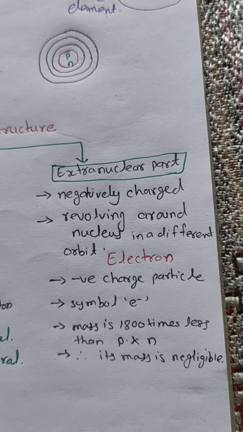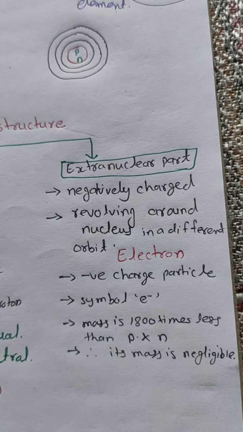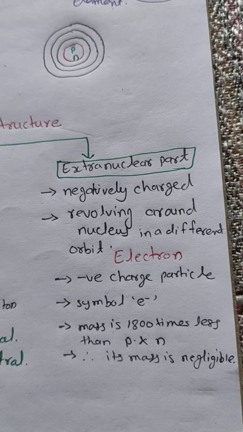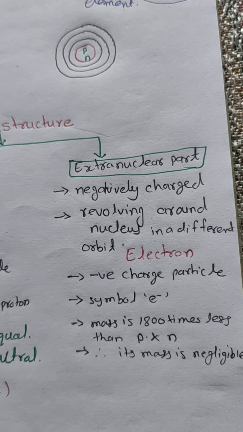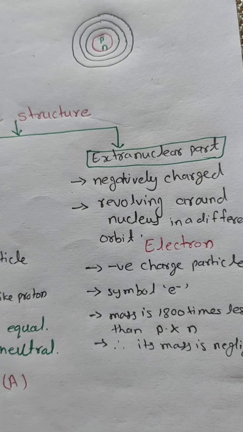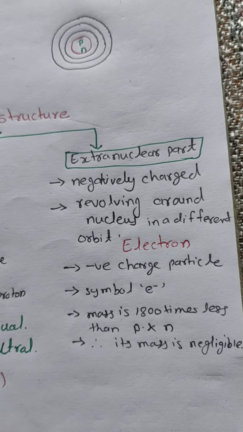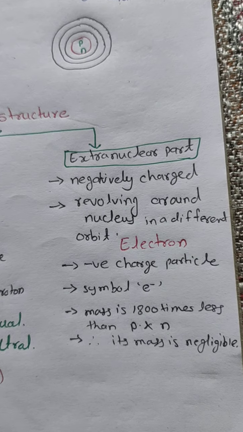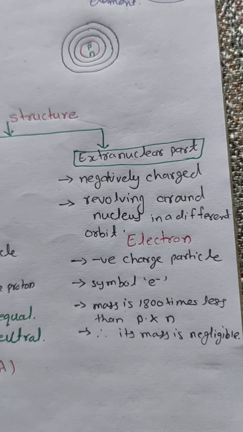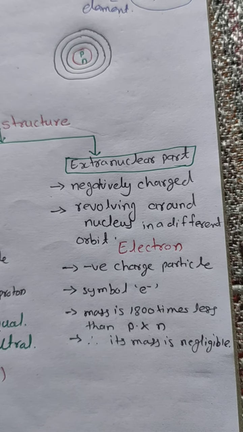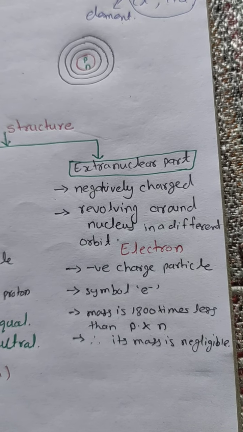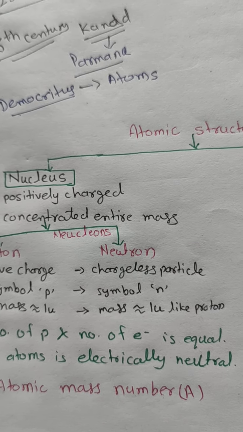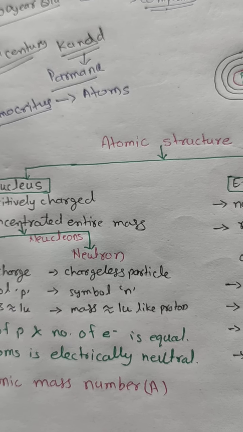This extra nuclear part consists of electrons. The word in red that you can see is electron. Now, what are the properties of the electron? It is a negatively charged particle. Its symbol is e minus, small letter e and minus. The mass of an electron is about 1800 times less than the proton and neutron. That's why its mass is negligible. Therefore, we can say the entire mass of the atom is concentrated in the nucleus.